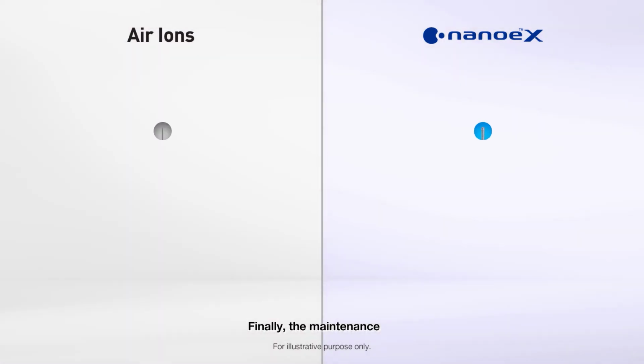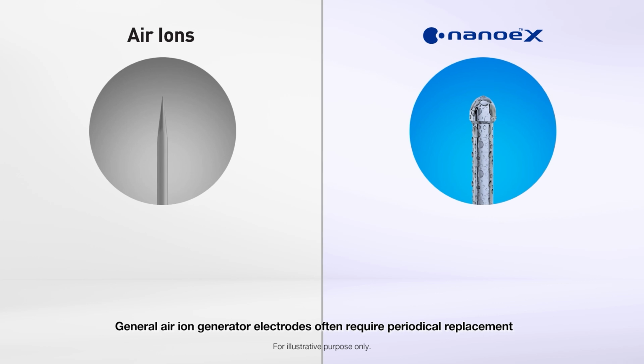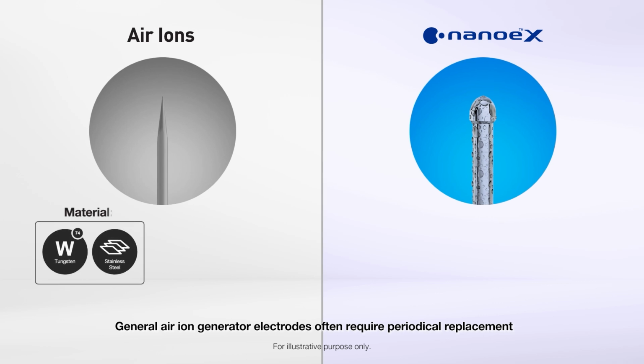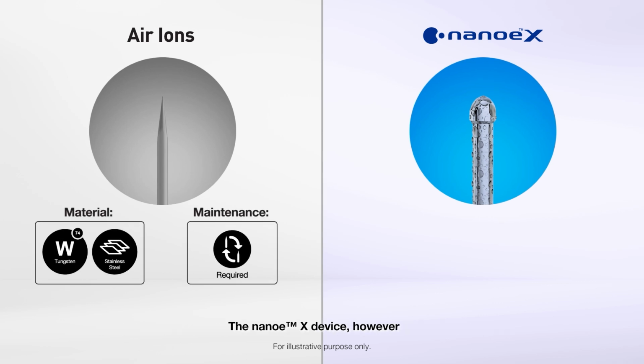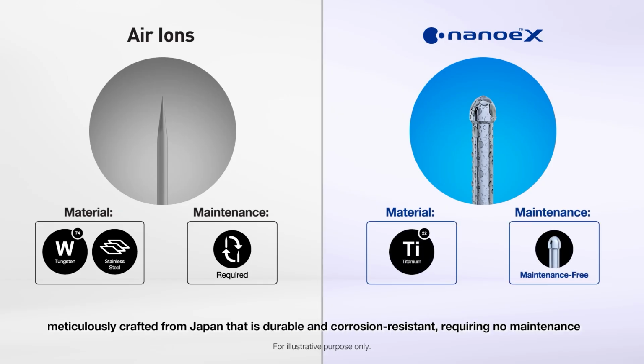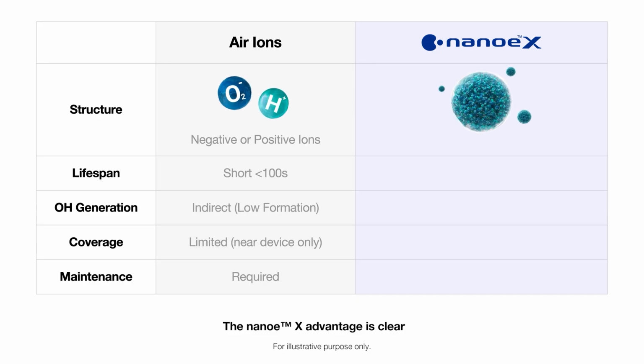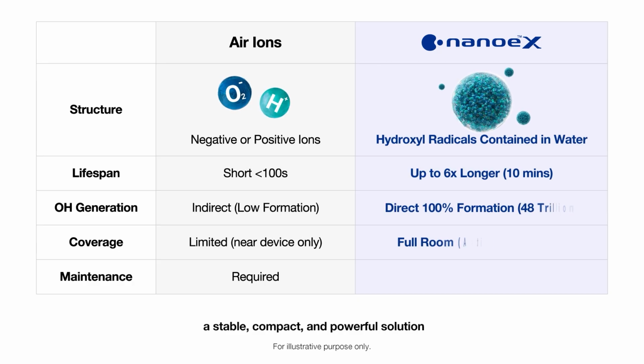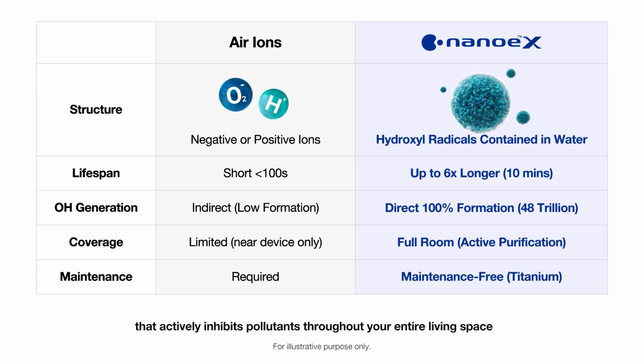Finally, the maintenance. General air ion generator electrodes often require periodical replacement. The nanoe device, however, uses a high-grade titanium electrode, meticulously crafted from Japan, that is durable and corrosion-resistant, requiring no maintenance. The nanoe advantage is clear: a stable, compact, and powerful solution that actively inhibits pollutants throughout your entire living space.